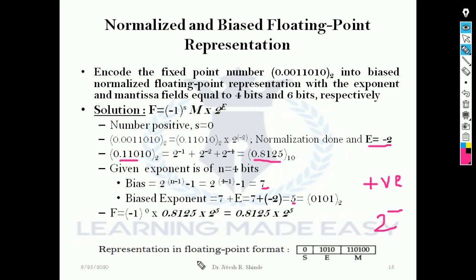Representation scheme: 0 for a positive number, and the exponent part, what we had got, 0 1 0, is copied here. It should be 0 1 0, it should not be this value. And for the mantissa part, 1 1 0 1 0 has been copied here. So this ends the example, and this also ends the discussion of floating point number representation. Thank you.